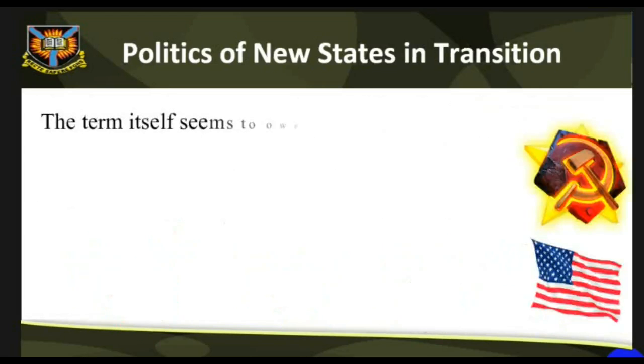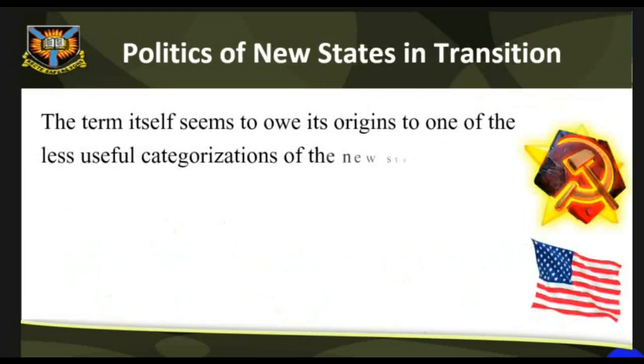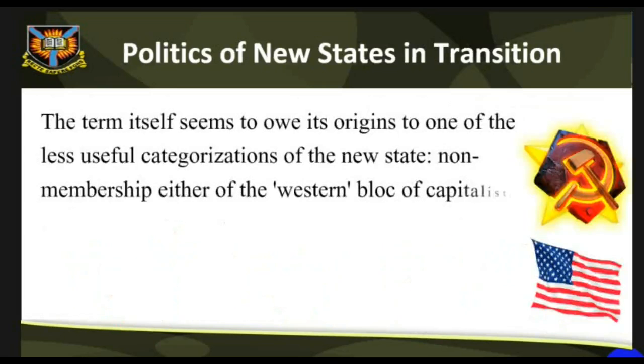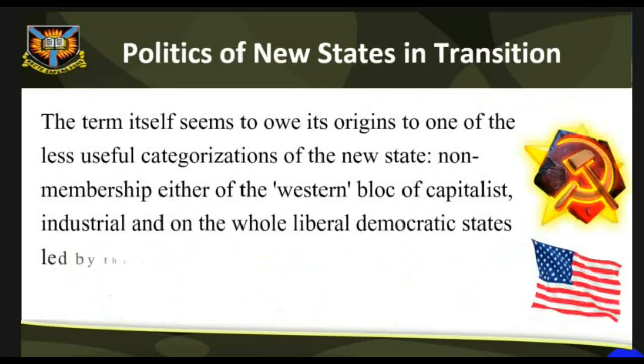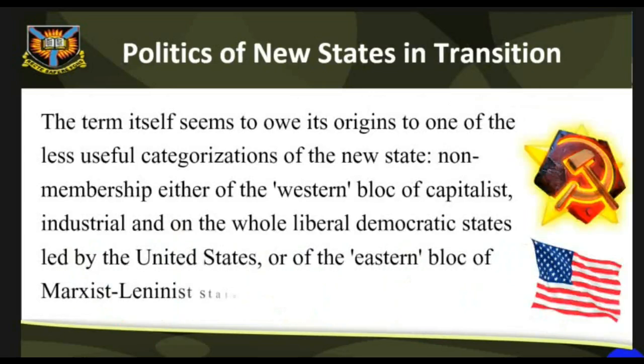The term itself seems to owe its origin to one of the less useful categorizations of the new states: non-membership either of the Western bloc of capitalist, industrialist, and on the whole liberal democratic states led by the United States, or of the Eastern bloc of Marxist-Leninist states led by the Soviet Union. This categorization does indeed provide a reasonable clustering of the states which this book is about, and has even received recognition from those states themselves, under the heading of non-alignment, which likewise implies a tripartite division of the world in terms of bloc membership and non-membership.